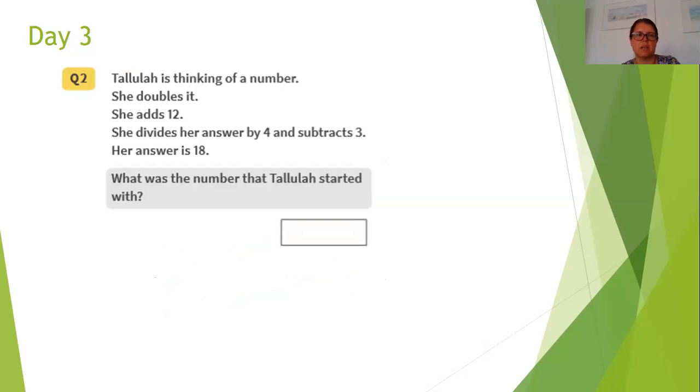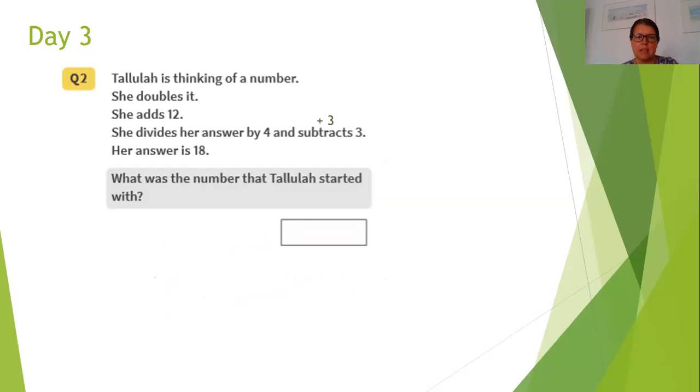Tallulah is thinking of a number. She doubles it, she adds 12, she divides her answer by 4 and subtracts 3. Her answer is 18. And we've got to find out what number Tallulah was thinking of to start with. Now, if you're given an answer and you want to know what the missing number was, you need to do the inverse. But because we've got 4 operations here, we need to do them in the reverse order. So I'm just going to look at each one in turn.